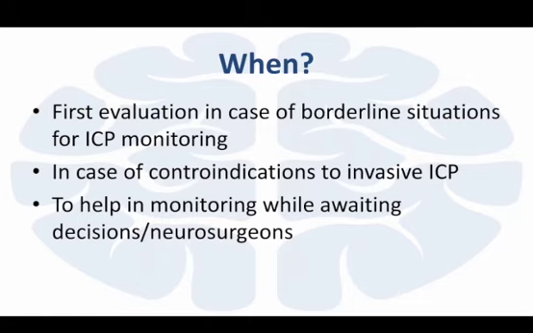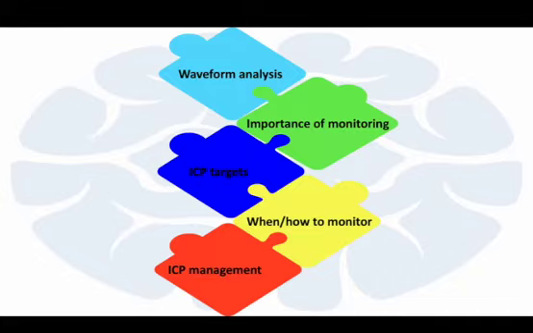For example, when you have a patient where you don't know if you want to put ICP or not because he is in one of the gray zones, non-invasive methods can help you to discriminate the patients who are at risk to develop intracranial hypertension. Or in the example that I gave you before, if you have, for example, a patient with coagulopathy or the neurosurgery is not available, you can, in the meantime, use the non-invasive methods.